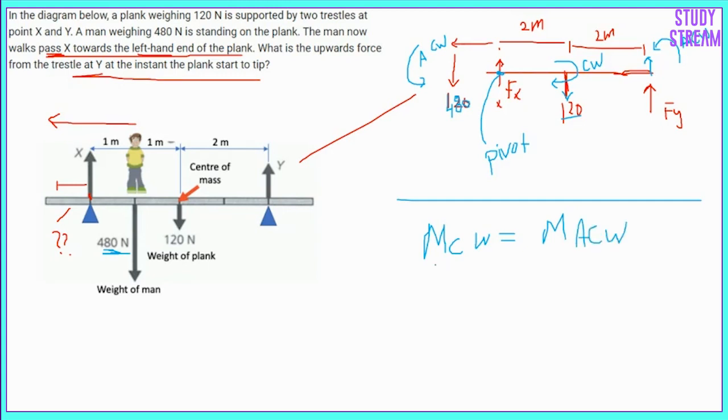And what is the moment clockwise? It is going to be the 120 multiplied by the distance to the pivot, right? Yeah. So now we can take the distance to the pivot. It's 2 multiplied by 120.